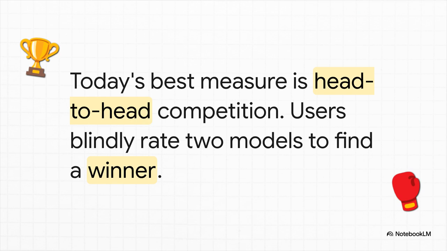But for an AI assistant, right, we don't just care about how confident it is, we care about how helpful it is. So now the gold standard is direct human feedback. You have platforms like Chatbot Arena, where users interact with two totally anonymous models, side by side, and they just vote for which one gave the better response. This creates a leaderboard based purely on what humans actually prefer.